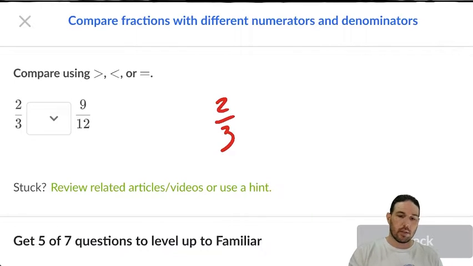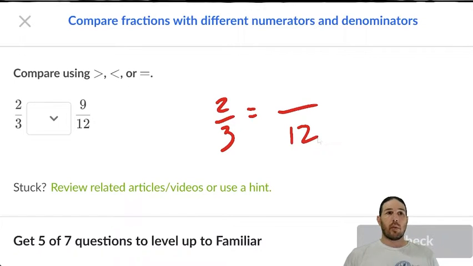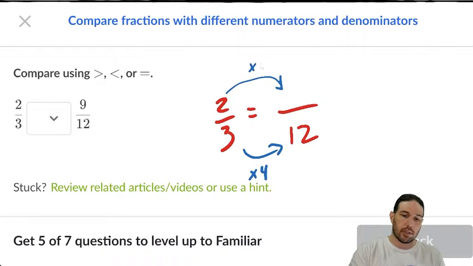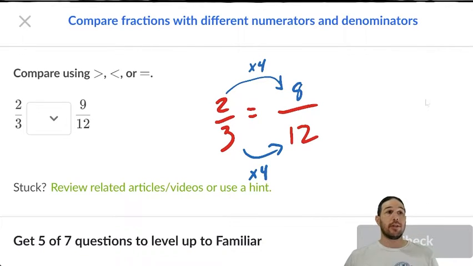2/3 is blank over 12, yeah? Well, I have to multiply 3 times 4 to get 12. Again, it means that I'm taking the total number of pieces and quadrupling them. So if I have 2 out of 3 pieces, and all of those pieces get quadrupled, they all get cut into 4, then the 2 also gets quadrupled. Give me 8/12, which is indeed less than 9/12. Not by a lot, but definitely less.